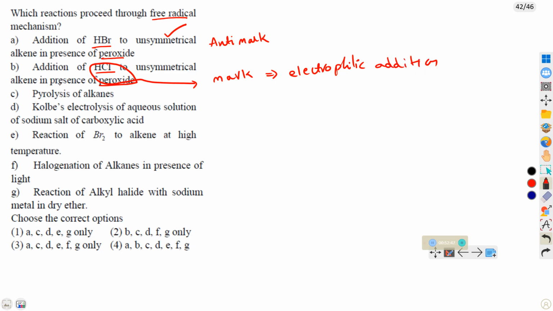So the second statement does not follow. Pyrolysis of alkanes follows. Kolbe electrolysis of an aqueous solution of the sodium salt of a carboxylic acid follows. Reaction of bromine with alkene at high temperature follows. Halogenation of alkanes in the presence of sunlight follows free radical mechanism. Reaction of alkyl halide with sodium metal in dry ether, the Wurtz reaction, follows free radical mechanism. So based on that, except B, all the remaining follow free radical mechanism.